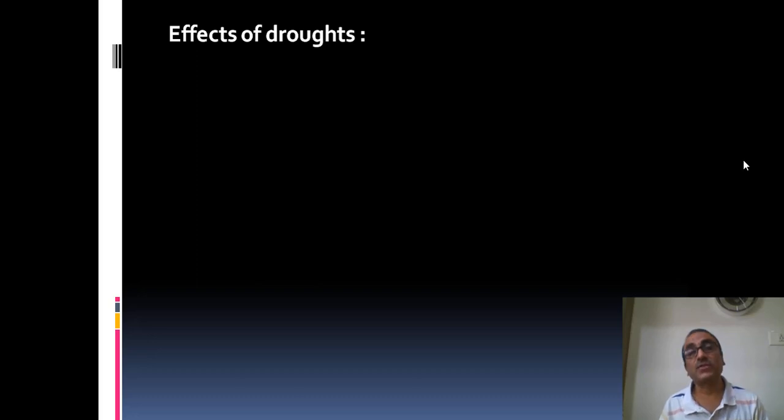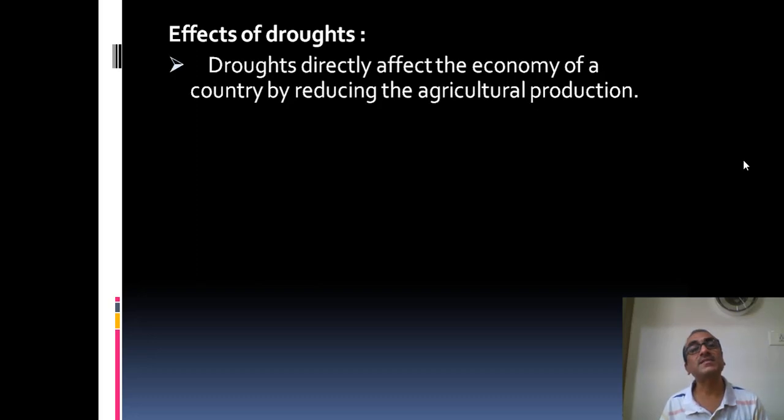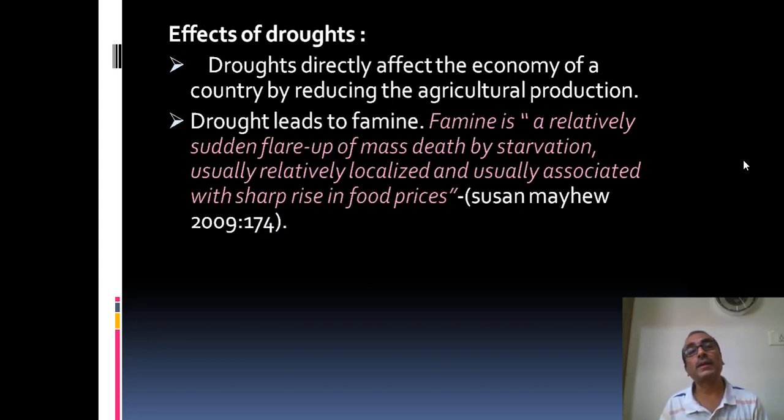Now, what are the effects of the drought? Let us enlist. It is directly affecting our economy and our social life, as well as the agriculture product. Mainly those countries which are depending on the agriculture products will be badly hit, their economy will be hit, and the people will suffer.